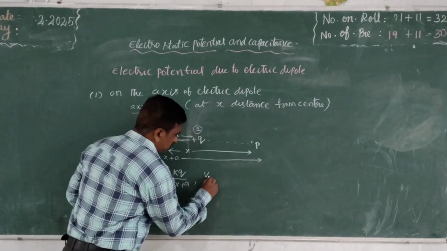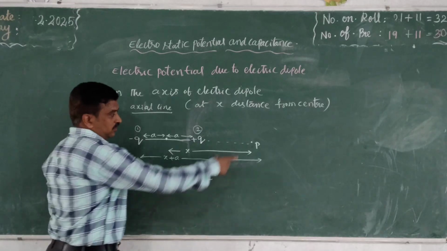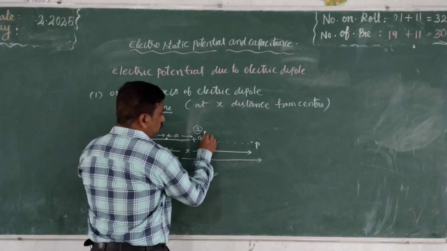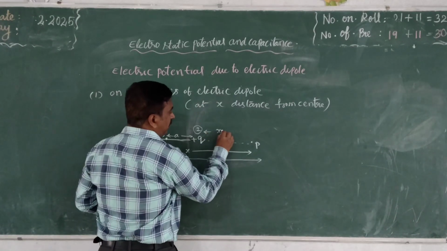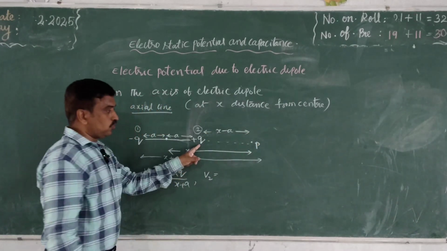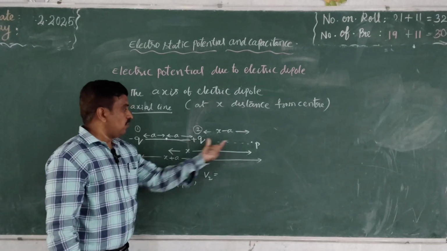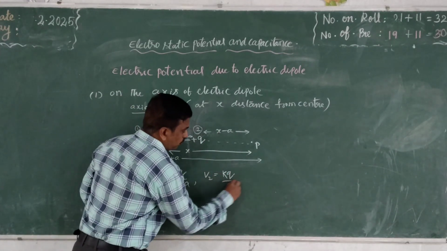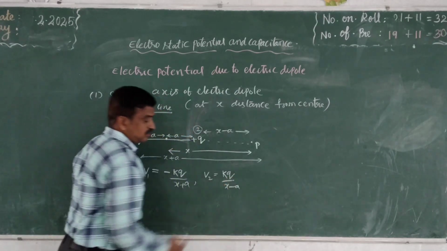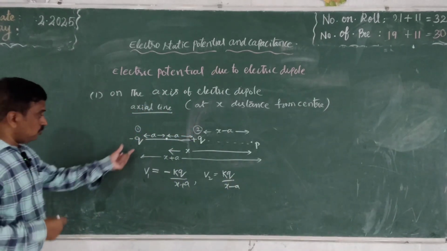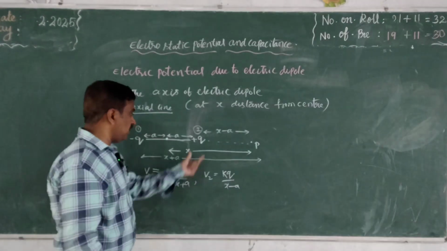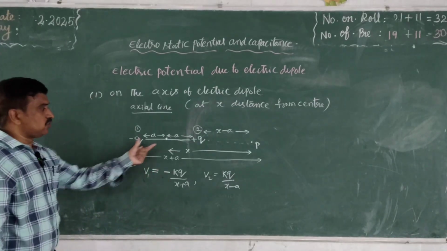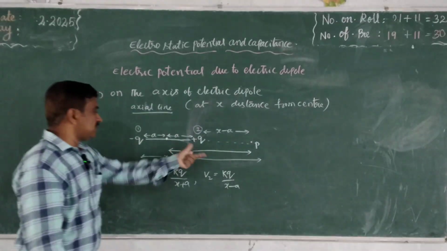Due to the second charge, what is the potential at this point? From the center to point P is distance x, and from q to the center is a, so q to P is x minus a distance. We subtract and get the distance x minus a. What is the potential now? kq by x minus a. This is the potential due to plus q. Due to minus q, minus kq by x plus a; due to plus q, kq by x minus a. These two are the potentials due to minus q and plus q at point P, x distance from the center.